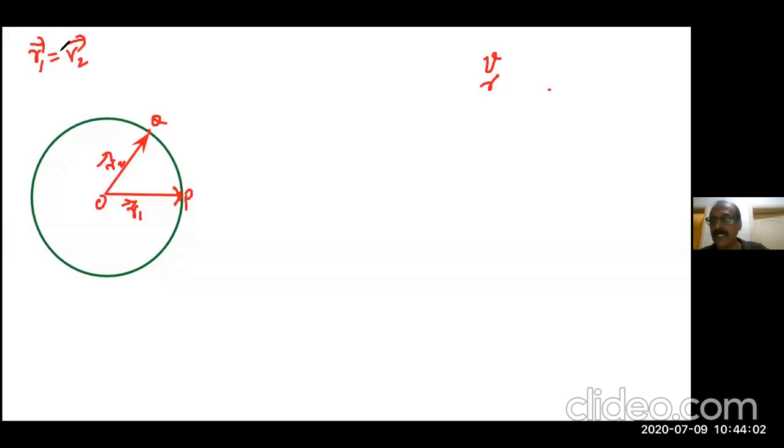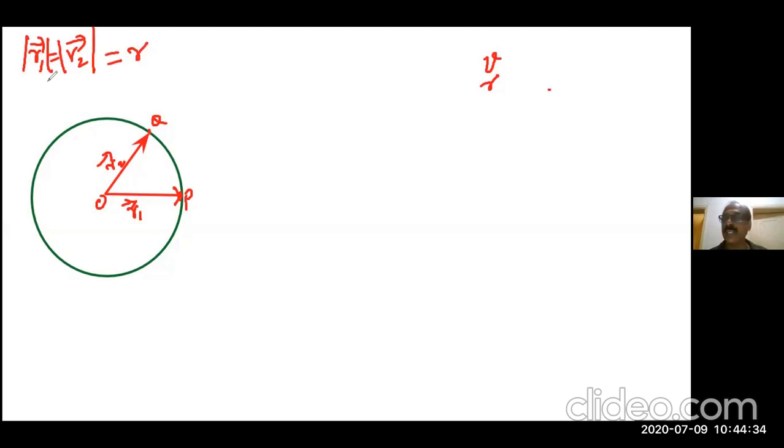The radius is the same, which means the magnitude is the same, but the direction is different. If I go 5 meters to the right side and 5 meters to the left side, will I reach the same place? No. The magnitude, the distance, is the same, but the vector is different. Vector means it indicates direction. So I can say the modulus of vector R1 is equal to the modulus of vector R2, which is equal to R. That's the radius.